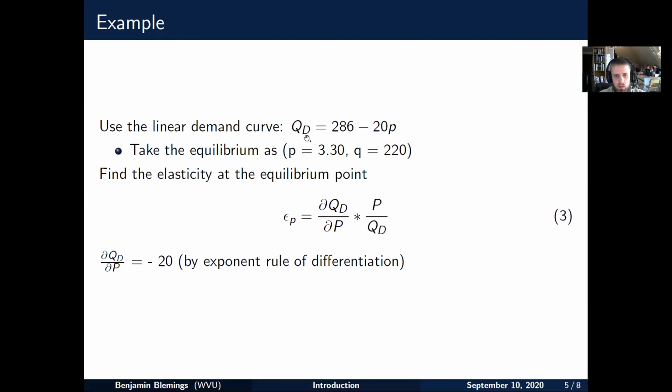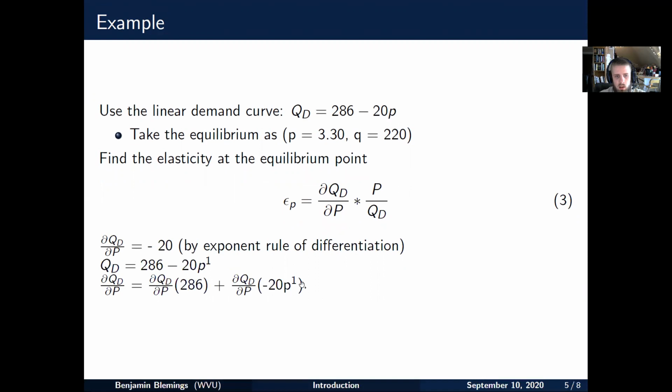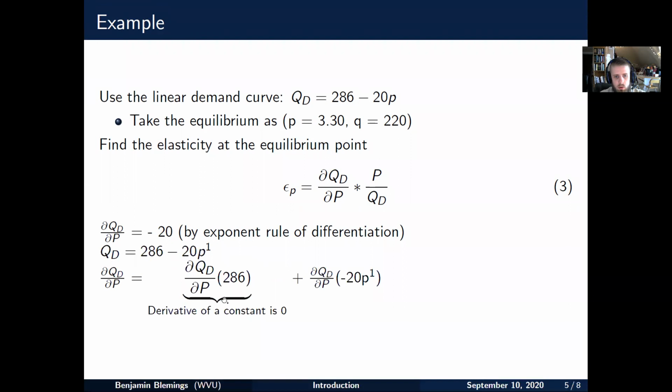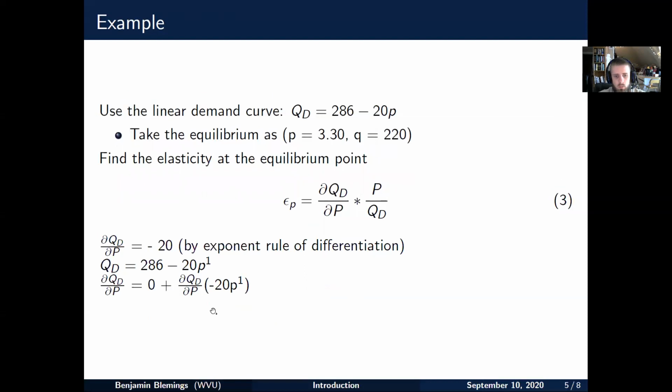So if I want to take the derivative of this function here, then all I need to do is take the derivative of 286 with respect to p plus the derivative of -20p to the first power with respect to p. And I can do this noticing that the derivative of a constant is 0. So the derivative with respect to p of 286 is 0. And now I can just eliminate that 0.